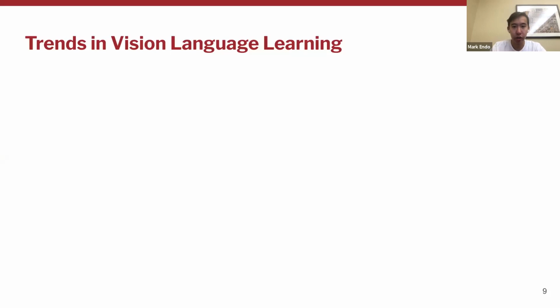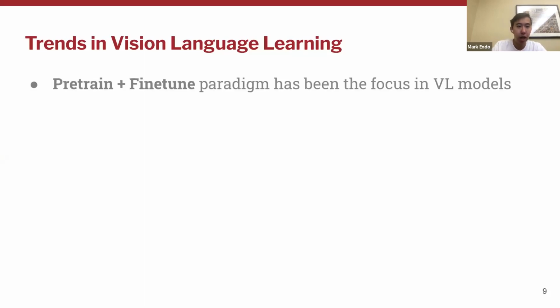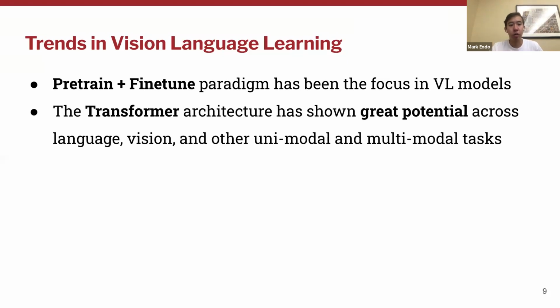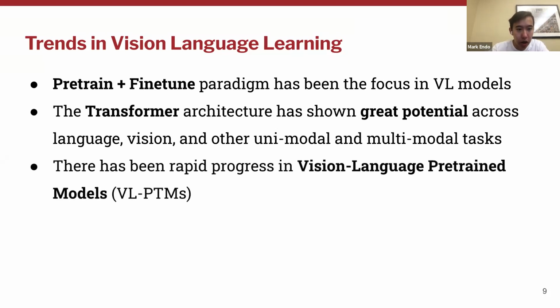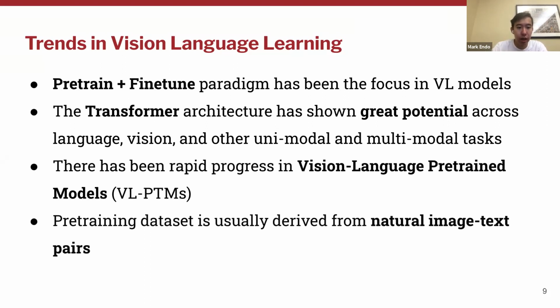So we'll just quickly go over some trends in vision language learning, which our method here ends up taking use of. So the first is the pre-train and fine-tune paradigm, the focus in vision language models. Second is the transformer architecture has shown great potential across language, vision, and any other unimodal and multimodal tasks. Going onwards, there's been rapid progress in vision language pre-trained models. And then lastly, pre-training data set is usually derived from natural image text pairs.